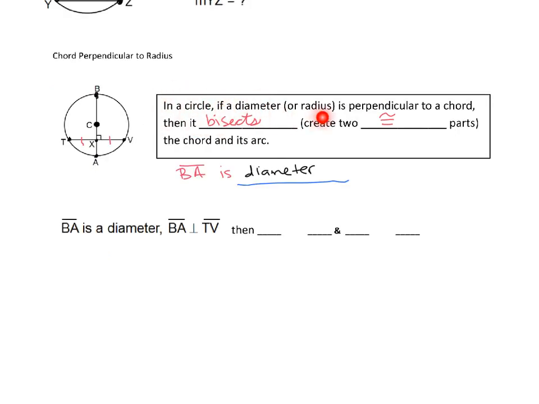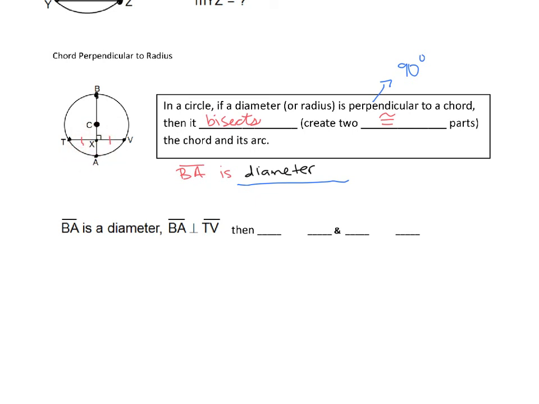In a circle, if a diameter or the radius is perpendicular, which hopefully we already know means that it creates that 90-degree angle, to a chord, then it bisects, creating two congruent parts, the chord and its arc. So in this example of this circle, we have a diameter, BA. BA is the diameter. And we have the chord TV. They are perpendicular, which we can see noted right here because I see that 90 degrees there.